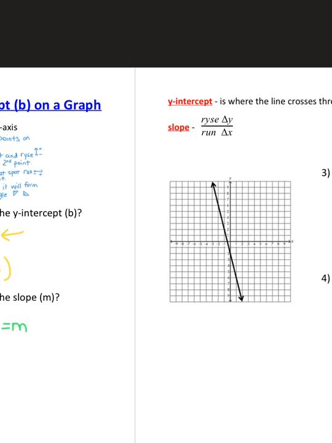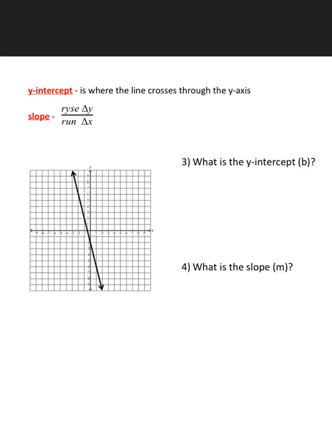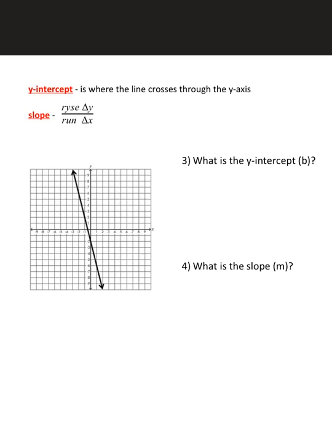On to my next example. Again, I need to find the y-intercept. And so my y-intercept is where the line crosses the y-axis. So I'm going to go ahead and highlight that so it's easier for me to see. Then when I look at the line, it crosses right there, and that y-intercept, or that b, is equal to -2. And again, if I wrote it as an ordered pair, it would be (0, -2).